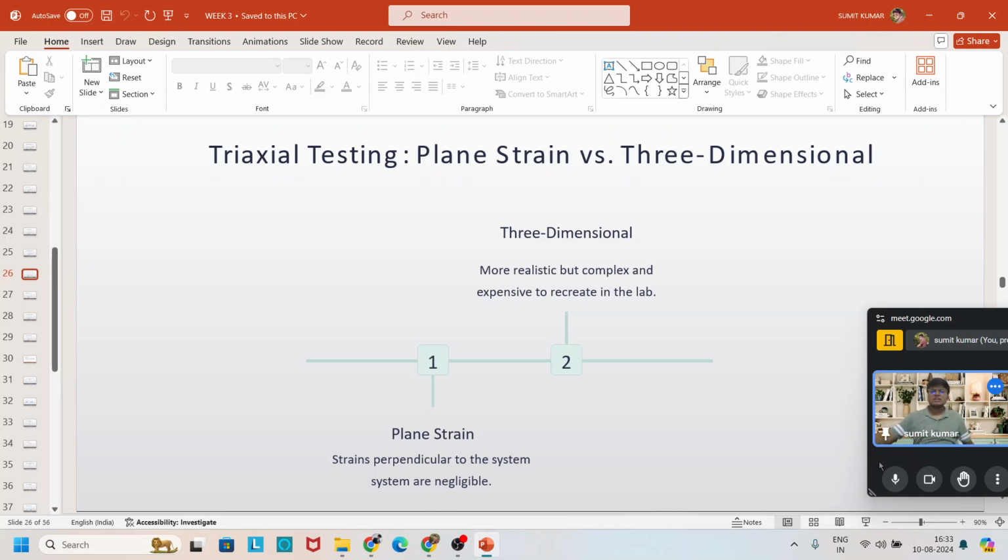We talk about triaxial testing, and we see plane strain versus three dimensional. How the plane strain and how the three dimensional testing work, we see now. We have interrelated sigma one and sigma three during the previous session. In the last week, I have shown you.